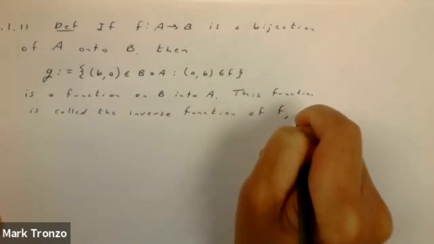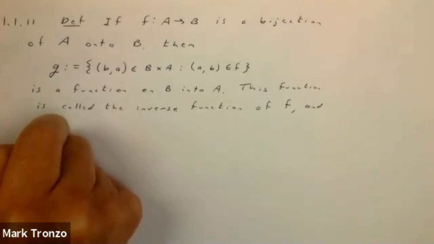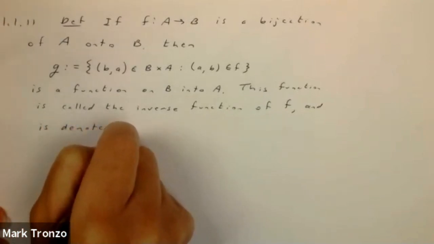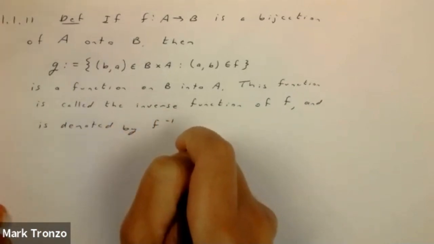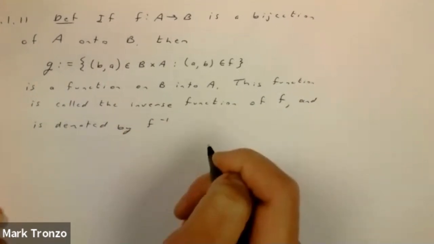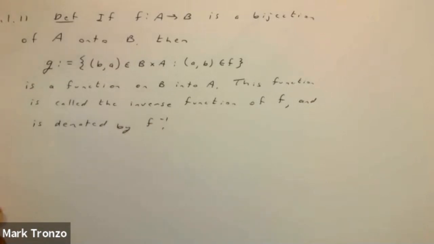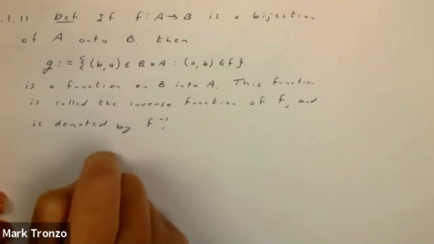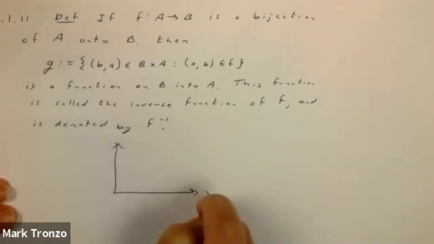Of f, and is denoted by f minus 1. Like this. So once again, all this is saying is, again, if what we're most used to is a function like this.